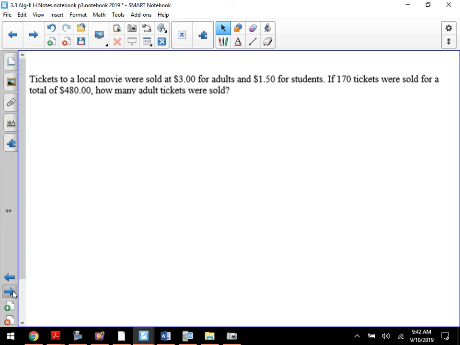170 tickets were sold for a total of $480. How many adult tickets were sold? What is this question asking you to find? Number of adult tickets sold.